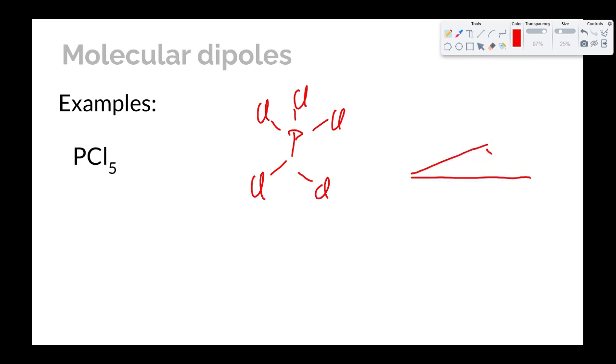We can sketch it out. Chlorines are here, here, and here. Phosphorus in the center. There's a chlorine up here and a chlorine down here. Chlorines are more electronegative than phosphorus, so there's a dipole facing out towards all these chlorines, but they cancel, just like a trigonal planar would. And the up and down on the axial, those cancel as well, just like a linear would. So overall, this is not a polar molecule.